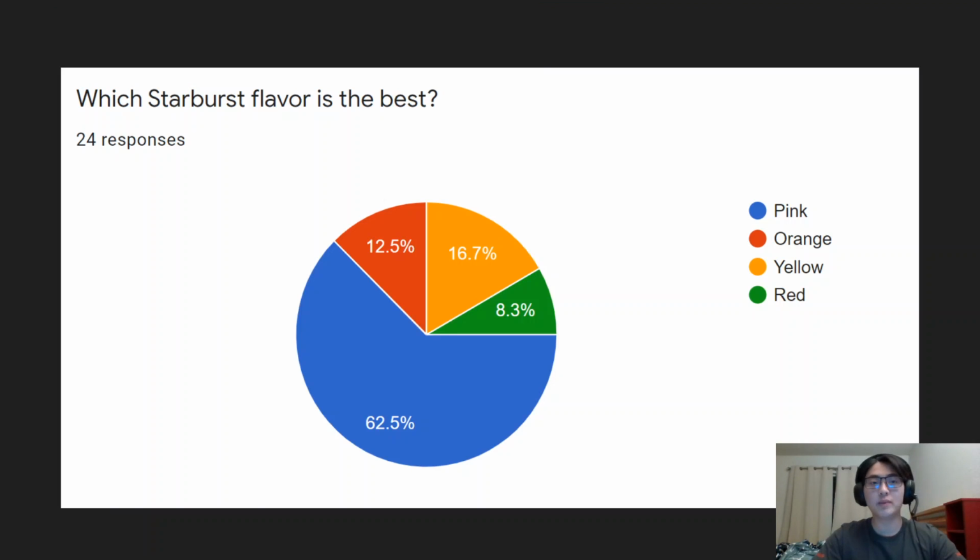Now, before we jump into that, we're going to be talking about the poll that we did last time we met. So, the poll was asking which Starburst flavor is the best. Now, first we have pink at 62.5%, then we have yellow at 16.7%, then orange trailing behind at 12.5%, and then lastly we have red at 8.3%. So apparently a lot of you have something against red, and I don't know.